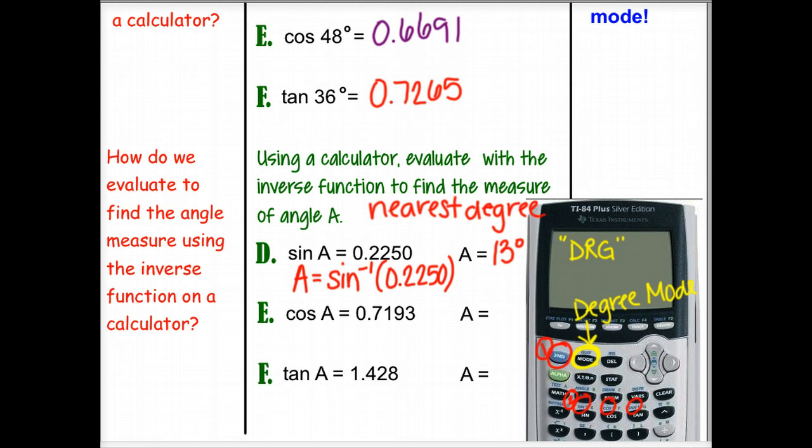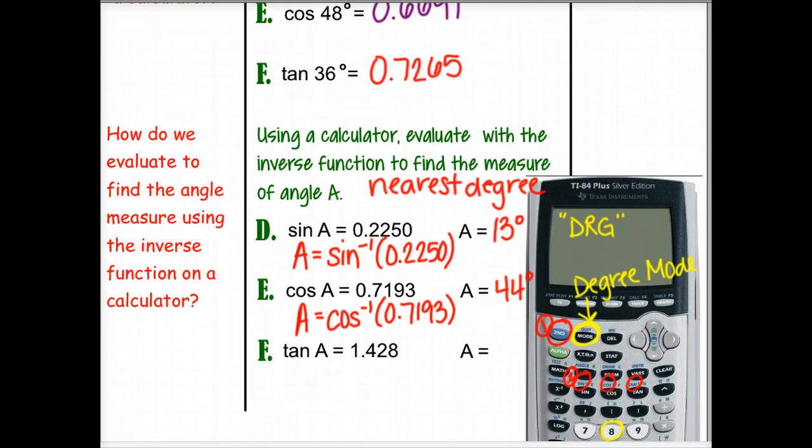Now, when I do cosine of A, that means that if I want to find A, I need to take the inverse cosine of 0.7193, and if I take the inverse cosine of 0.7193, I get 44.00328, etc., which means 44 degrees.